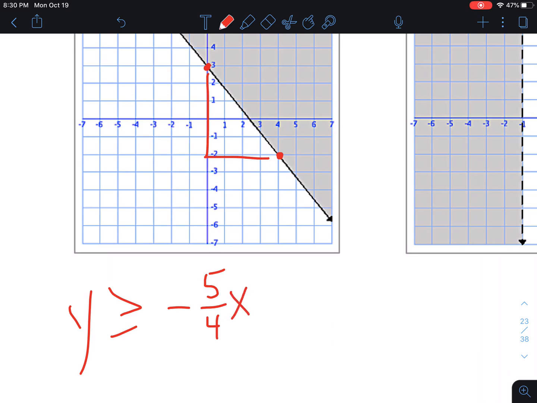Attach the x to the slope, and then your y-intercept, what would that be? That would be this guy here. It crosses at 3, so plus 3.